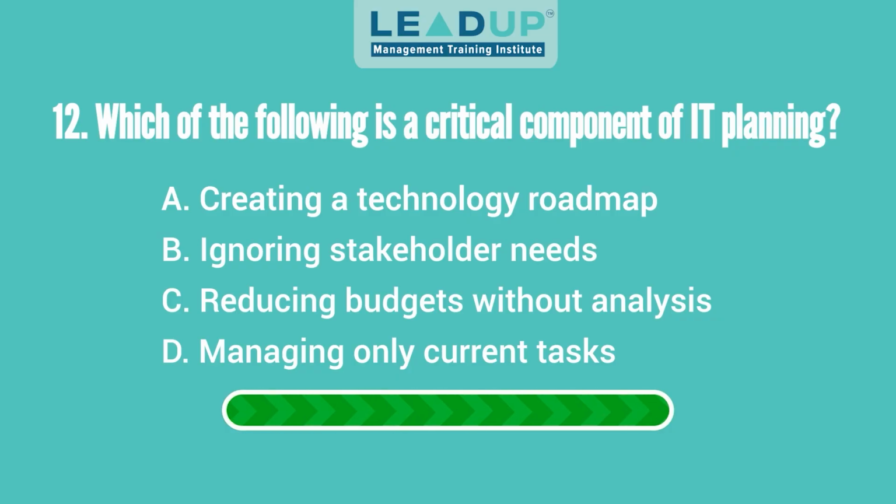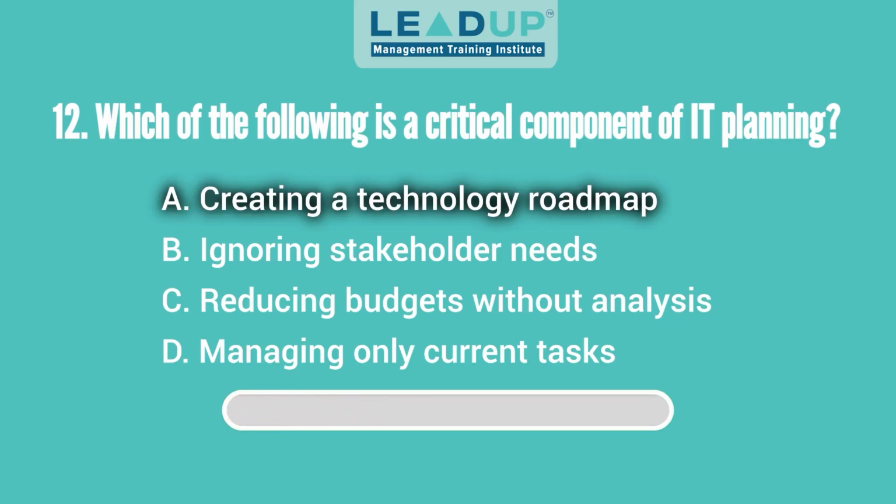Question 12. Which of the following is a critical component of IT planning? A. Creating a technology roadmap, B. Ignoring stakeholder needs, C. Reducing budgets without analysis, and D. Managing only current tasks. Answer: creating a technology roadmap.